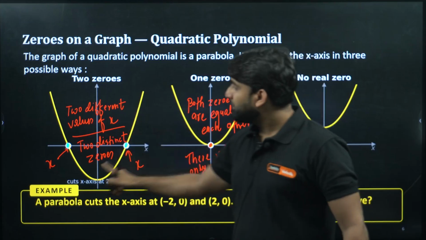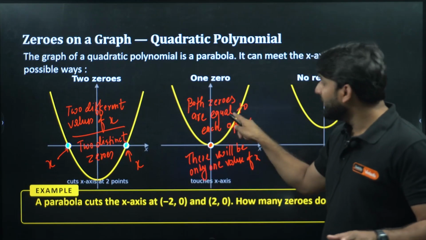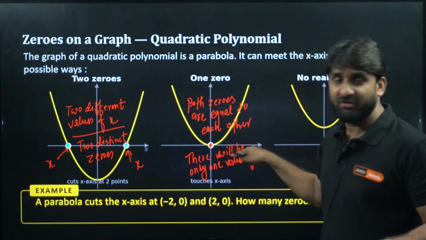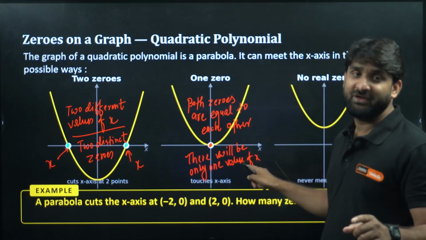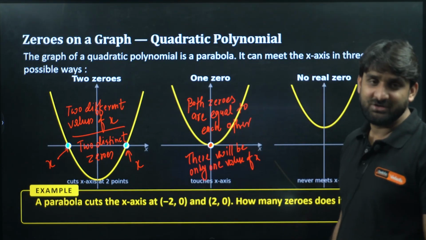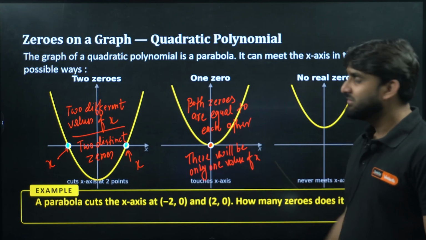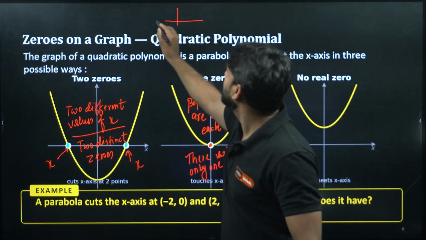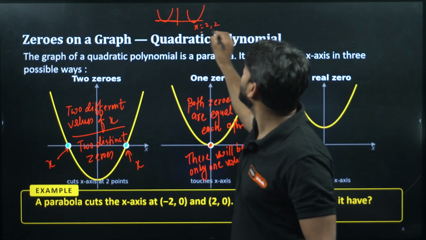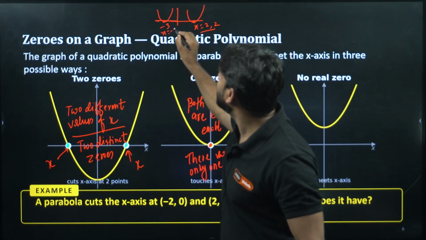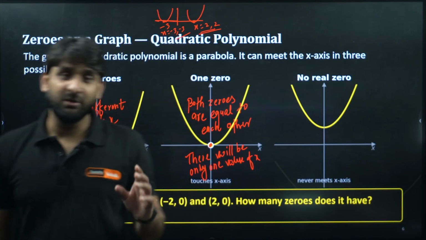So both zeros are equal to each other. Here the parabola is intersecting at two different points, so two different values of x, two different zeros. Here the parabola is just touching the x-axis, so there will be only one value of x. If there is only one value of x, it means that both the zeros will be equal to each other. For example, here x is 0, so the zeros are 0, 0. Or x is 2, so 2, 2. Many possibilities are there for touching. It can be here, it can be here. For example, x is equal to 2, so 2 comma 2. Or this is minus 3, so x is equal to minus 3, minus 3. These are the zeros. So if the parabola is just touching the x-axis, there will be two real and equal roots.